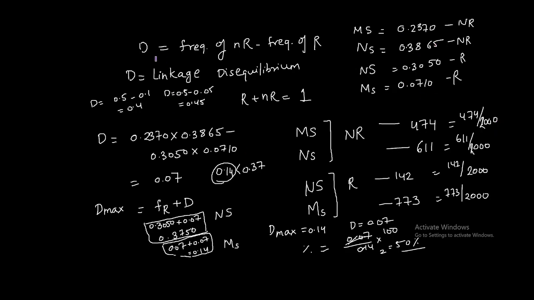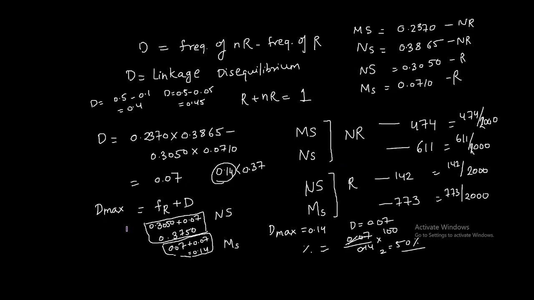Now the formula of D is the frequency of non-recombinants minus the frequency of recombinants. As you can see here, if you decrease this value, you will get D. The value of D is going to be higher, but in this case you can calculate D, which is the frequency of non-recombinants, which is this one. You can calculate it: 0.3865 minus the frequency of the recombinants, which is 0.3050, and it is going to be 0.07.